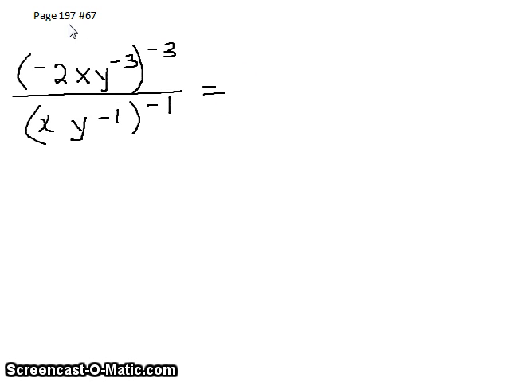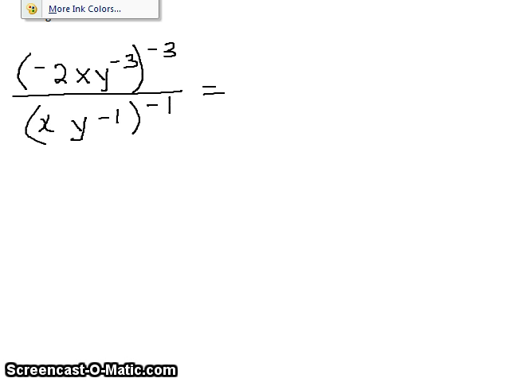In this example, I want to work on page 197, number 67. It's a little more complicated, or at least it looks a little more complicated. It has negative exponents on top of negative exponents outside of parentheses. So there are one or two extra steps, but nothing that we can't handle.